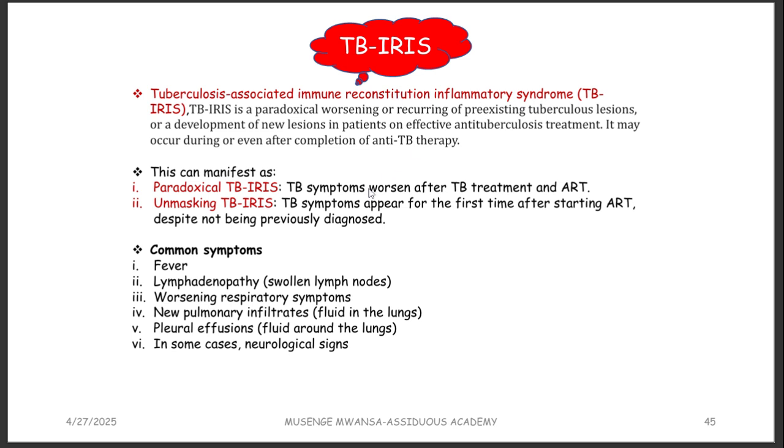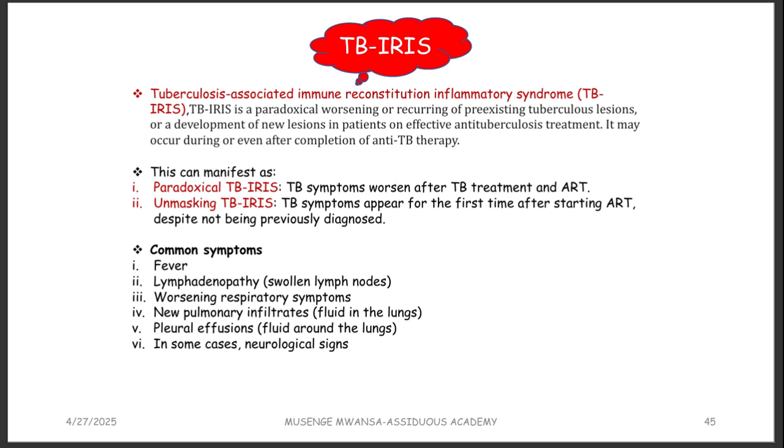So what happens is this. TB IRIS is paradoxical, like it just happens without you knowing. It is a worsening or recurrence of a pre-existing TB lesion or development of a new lesion in patients on effective anti-TB treatment. It may occur during or even after TB treatment.